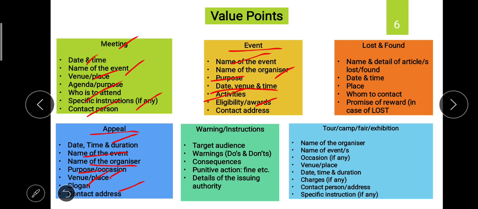If some activities are there, then who can take part in that activity? Age groups, certain qualifications, and what will be awarded to the winners. Then the contact address of the contact person.